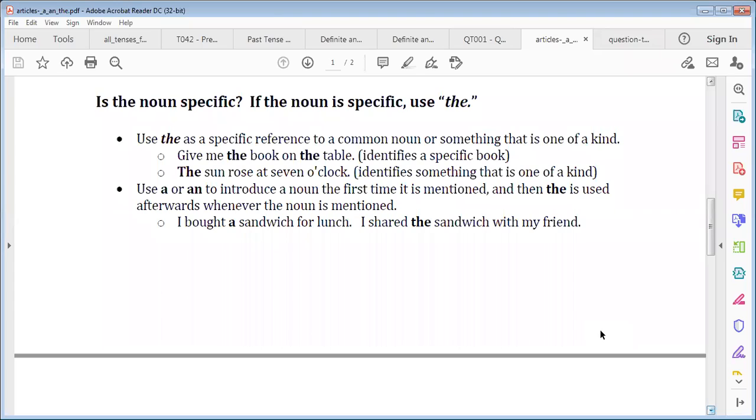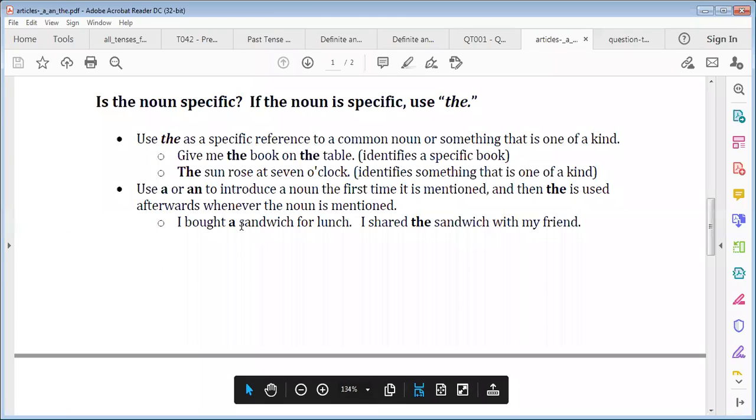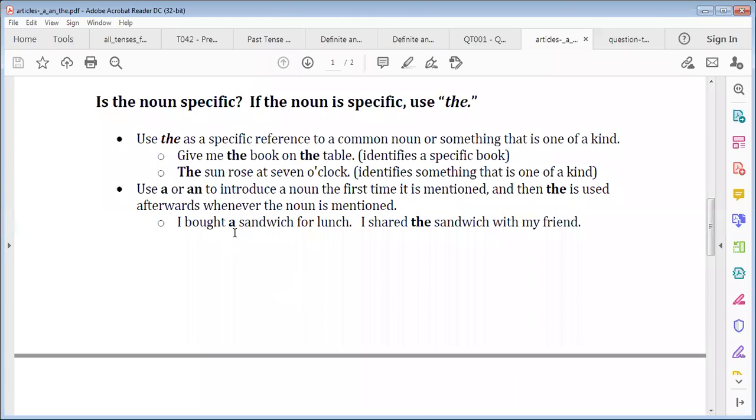Use a or an to introduce a noun the first time it is mentioned, and then the is used afterwards whenever the noun is mentioned. For example, I bought a sandwich for lunch. I shared the sandwich with my friend. So here, in the first sentence, you are introducing this noun sandwich for the first time. That's why you are going to use a. But now, as you have already mentioned it, everybody knows which sandwich you are talking about. So here you will use the. I shared the sandwich, means the one which I bought for lunch.